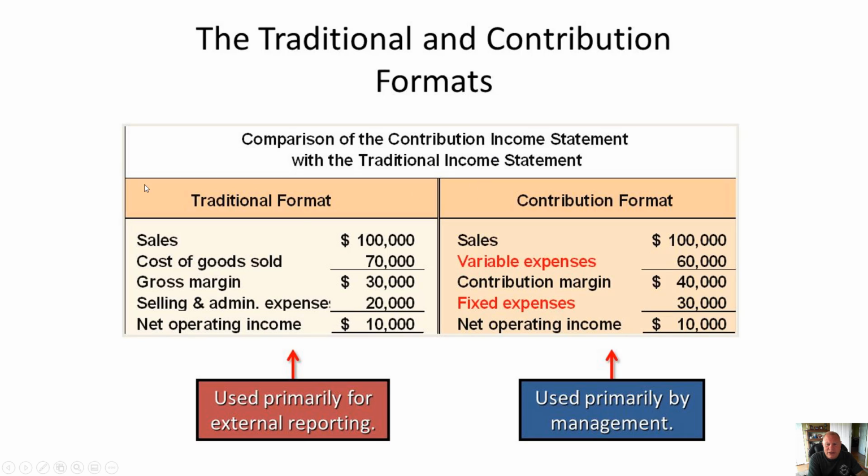So here again is just a comparison of the contribution format, which is used primarily by management, and the traditional format, primarily for external reporting, which is guided by GAAP. Management accounting is guided by management needs. So we all start out with sales. Okay, same thing. Net income turns out to be the same thing. There's no difference there. It's the way we look at this, and in the cost of goods sold, gross margin, selling, admin. In the contribution format, it looks at it as variable versus fixed. Okay, that's the fundamental difference. Same things, just cut a different way.